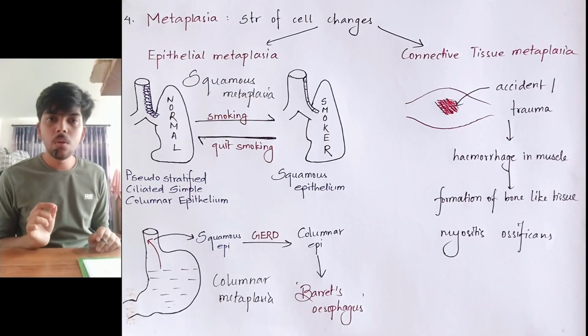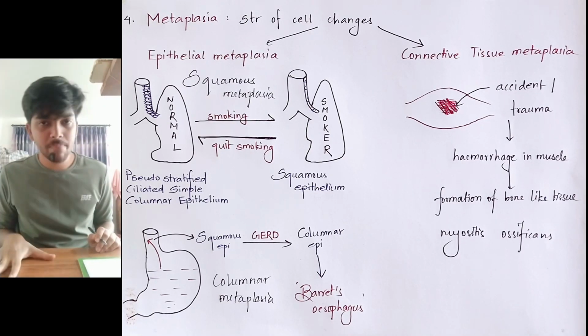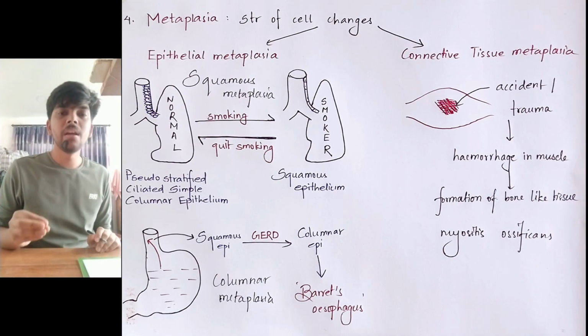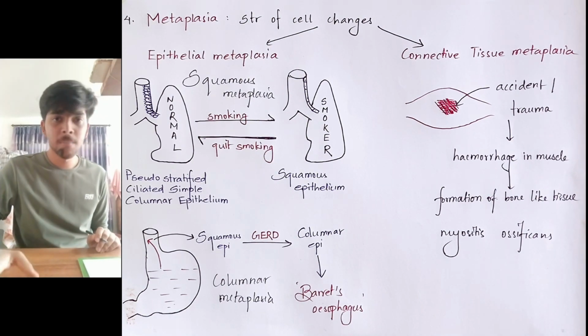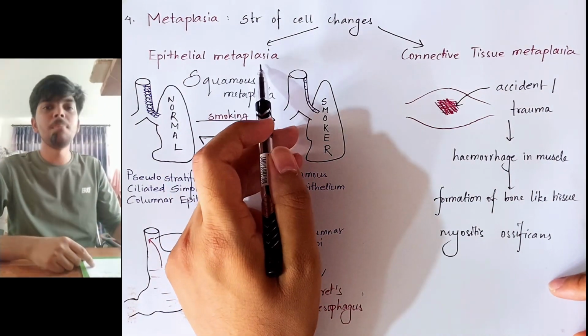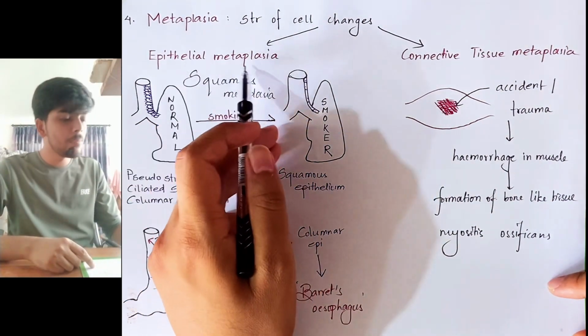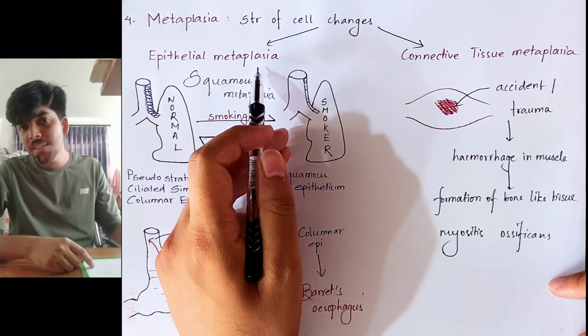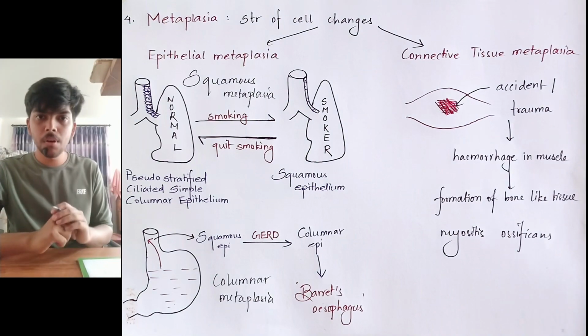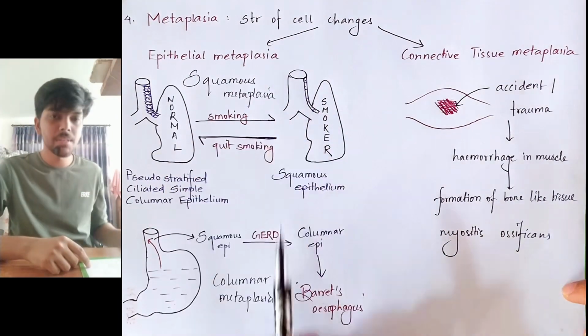So the final cellular adaptation is metaplasia. In metaplasia, the structure of the cell changes in order to adapt to the stress. There are two types of metaplasia. If the metaplasia is seen in epithelial lining, it's epithelial metaplasia. But if the metaplasia is seen in connective tissue, then it's connective tissue metaplasia. First, let's look at epithelial metaplasia.